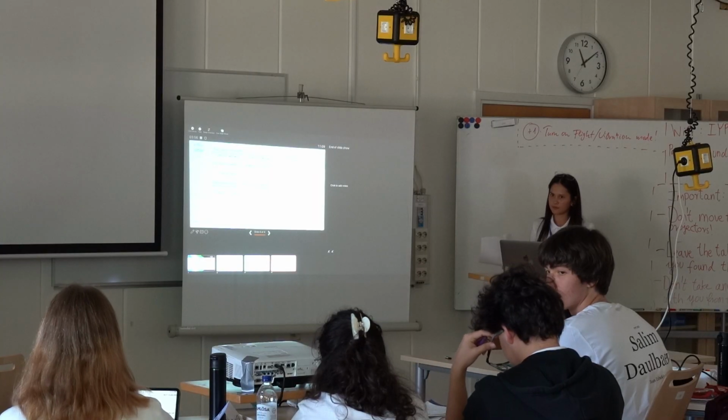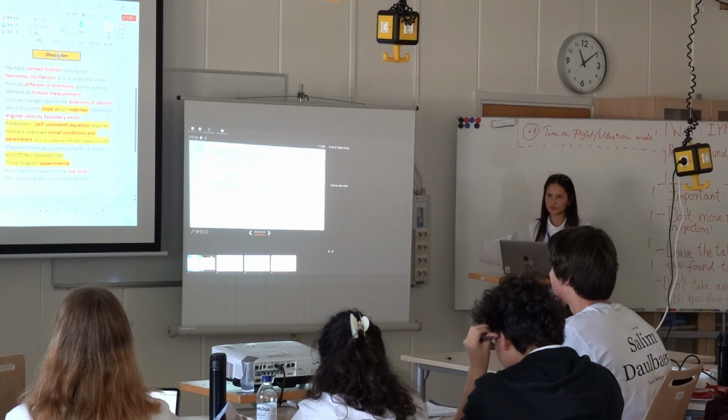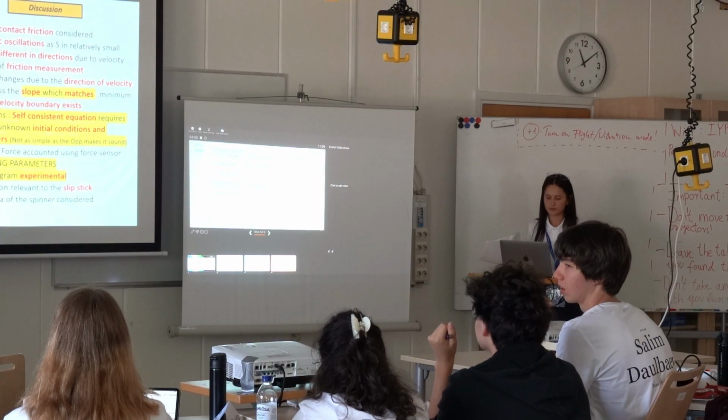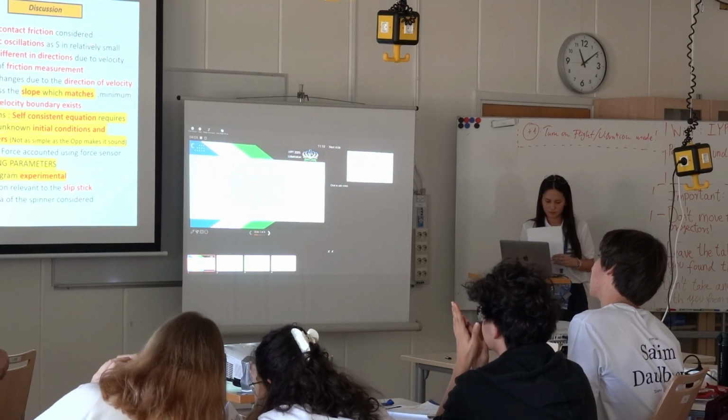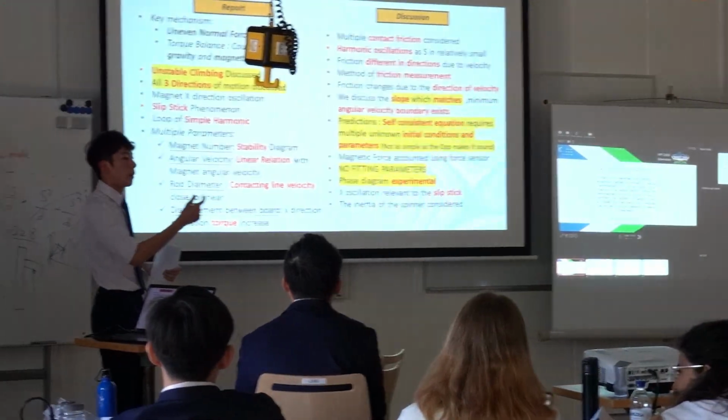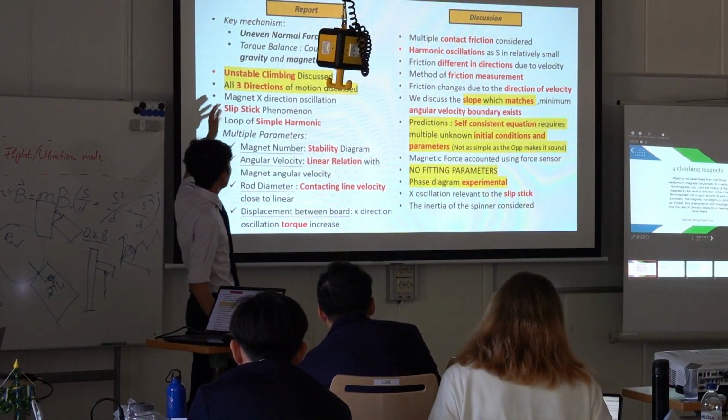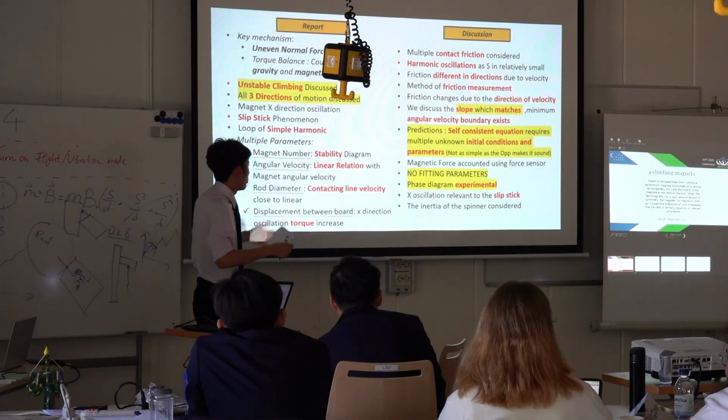First of all, the key mechanism of the method should be the uneven normal force and the friction causing a magnet output. And also, we discuss the unstable triangle, due to there being only a common point of it. And also, we use all three directions of motion. We discuss all the directions of motion.